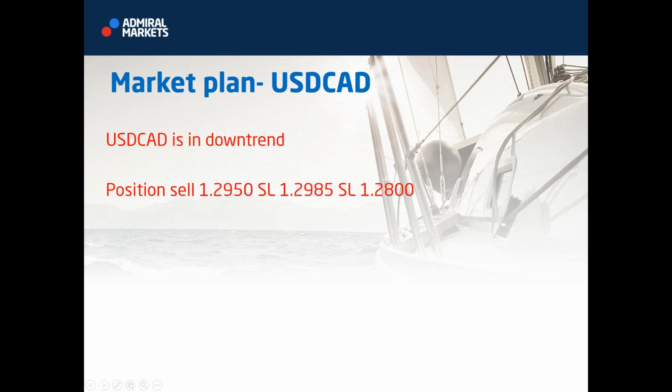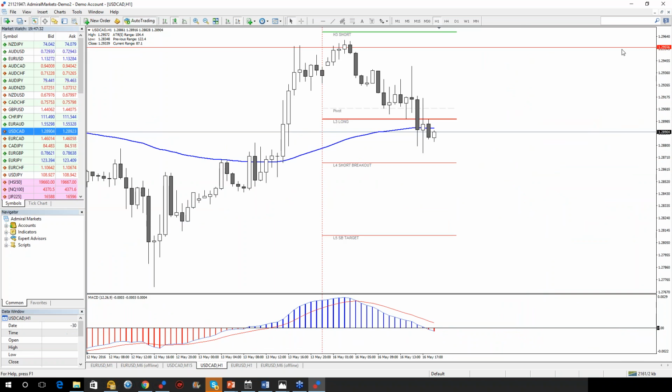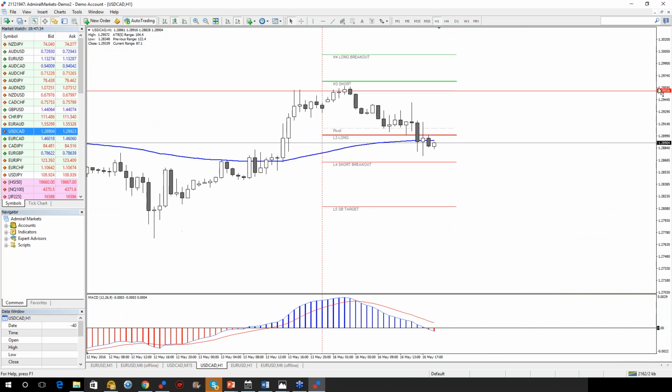Dollar CAD. So dollar CAD, Jeff, is 1.2950 sell, 1.2985 stop loss, and full target 1.2800. Here. So where I would short it here. Around that zone.